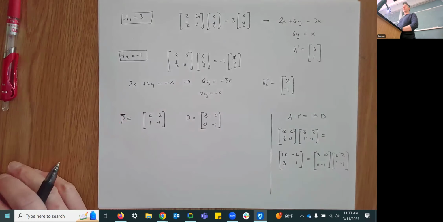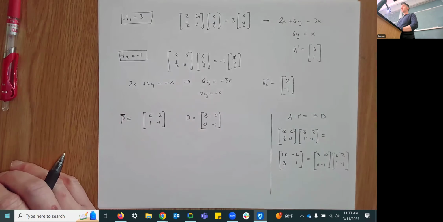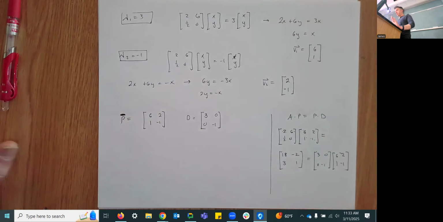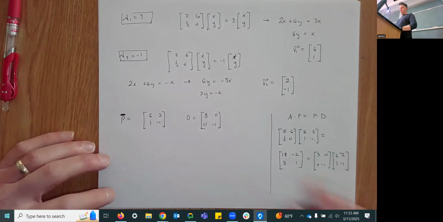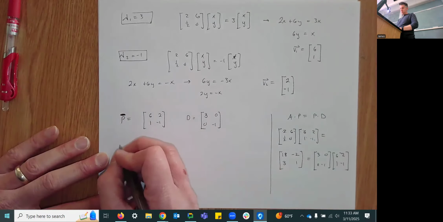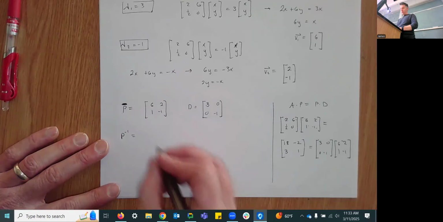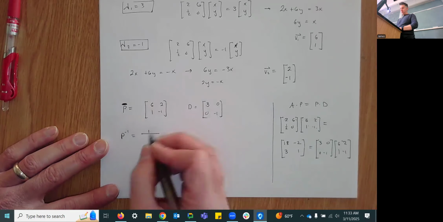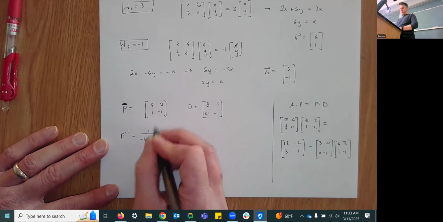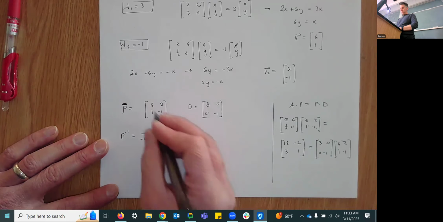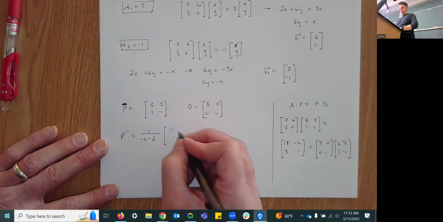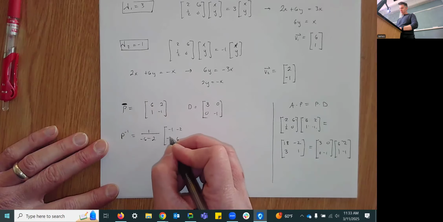So it really does work. Just want to make sure we see that. Okay, so then we need P inverse. This is why we spent time finding inverses. P inverse, you're going to do 1 over the determinant, which is 6 times -1 minus 2 times 1. And then you switch the diagonals, change the signs of the off diagonals.